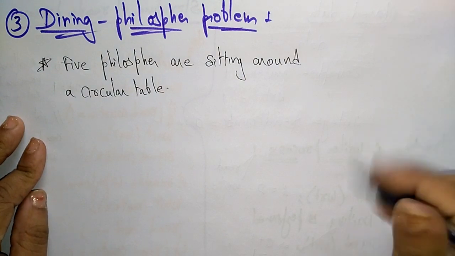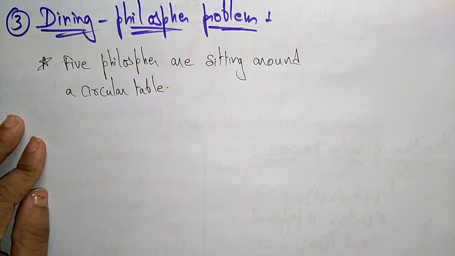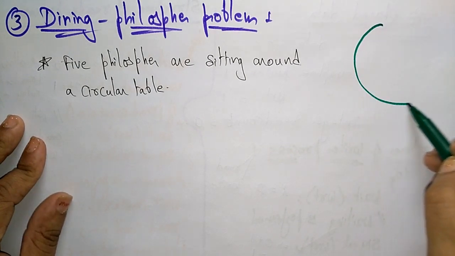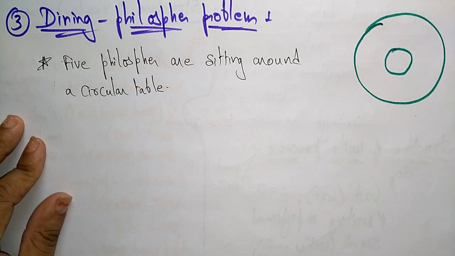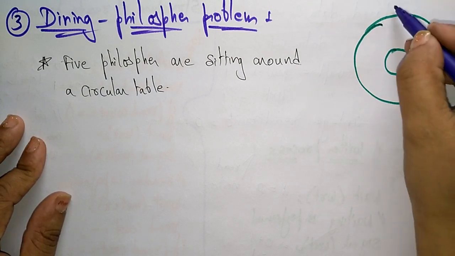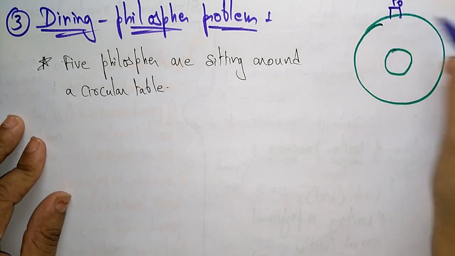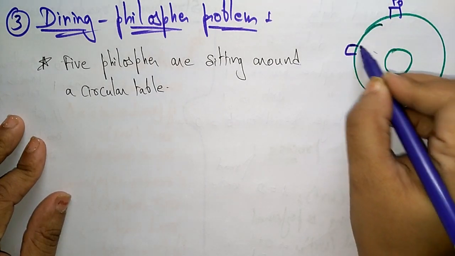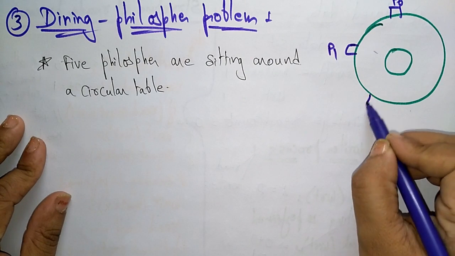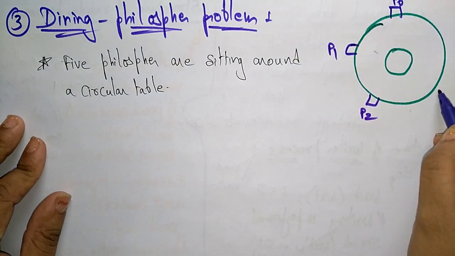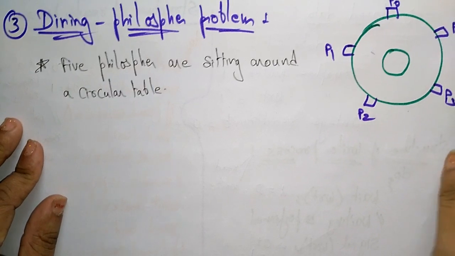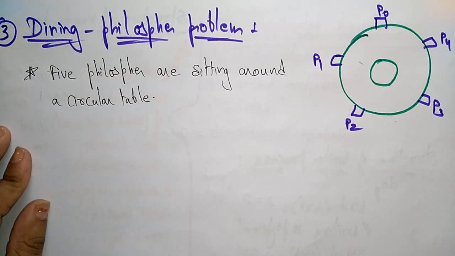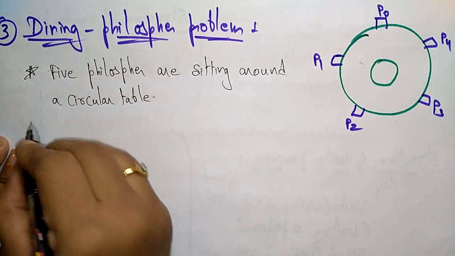Okay, so let me draw that. So this is a table, and on the table you have food in the middle. 5 philosophers are sitting at the table. Let us call them P0, P1, P2, P3, P4. So these are the 5 philosophers sitting around the circular table.